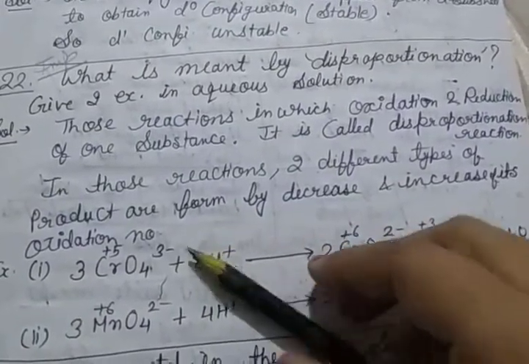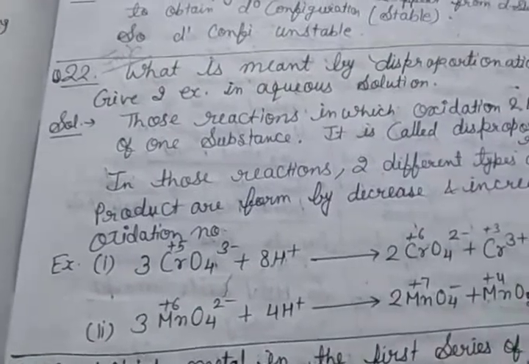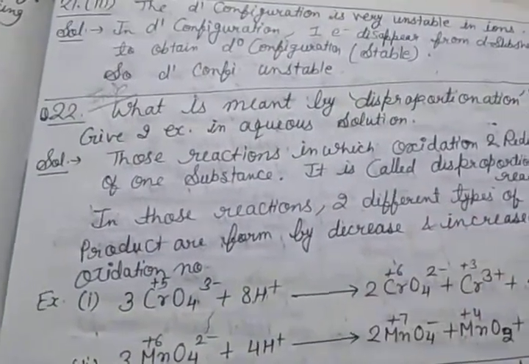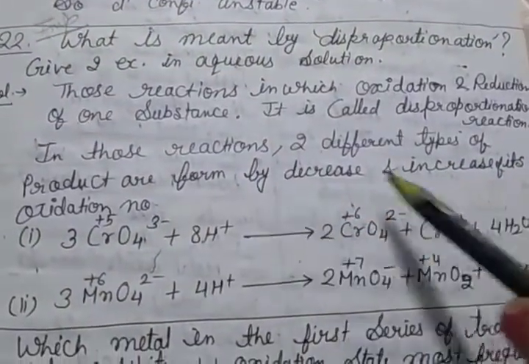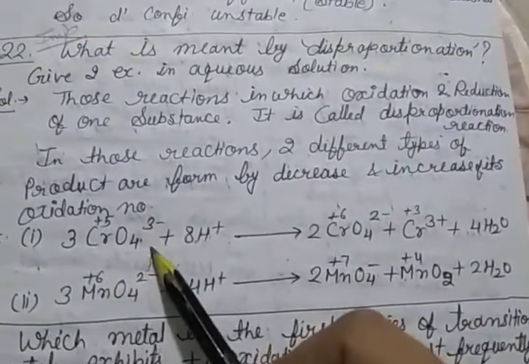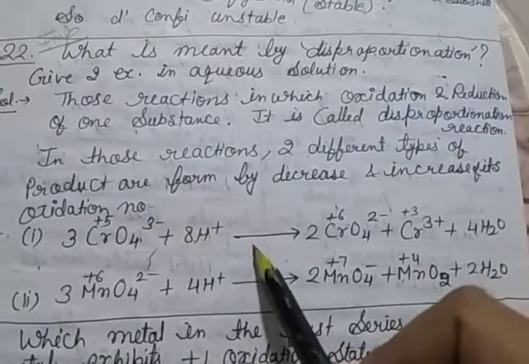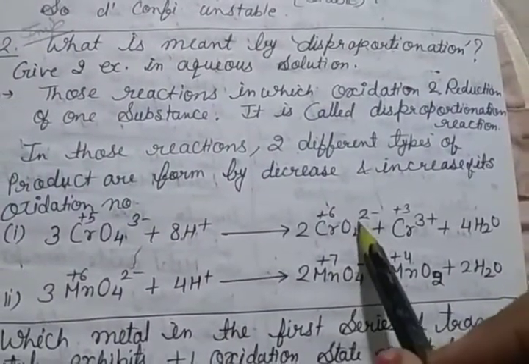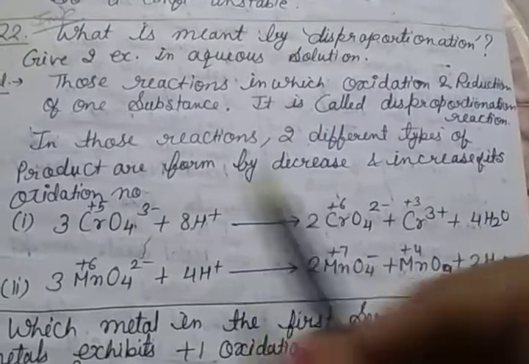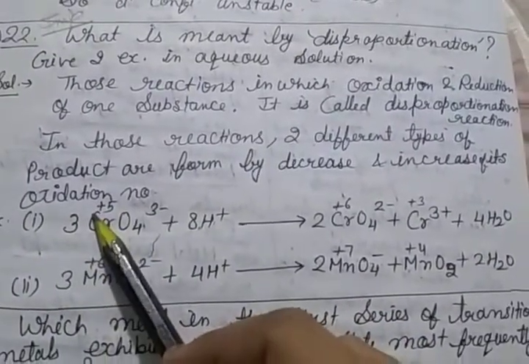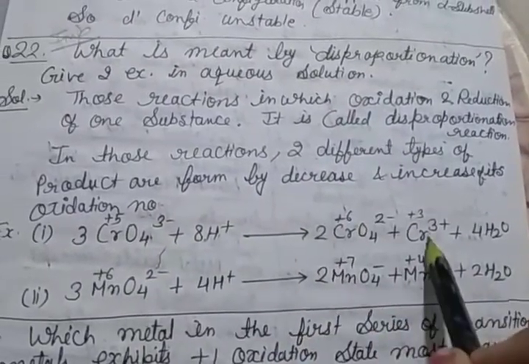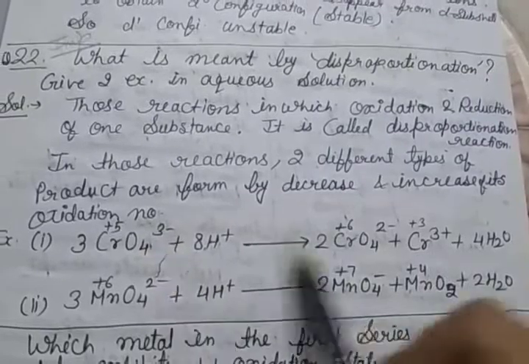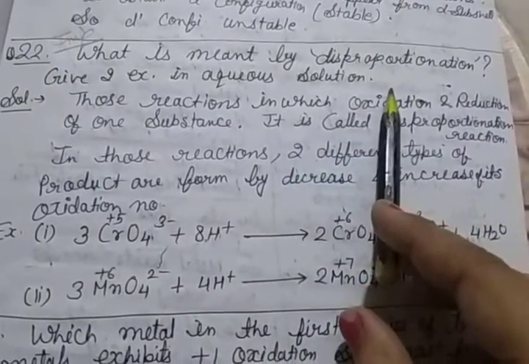In those reactions, two different types of products are formed by decrease and increase of the oxidation number. For example, 3CrO4 minus plus 8H plus convert into CrO4 minus plus Cr3 plus 4H2. Here chromium is in the plus 5 oxidation state, and the products are Cr plus 6 and plus 3. So one atom shows different oxidation states in one reaction, so this reaction is a disproportionation reaction.